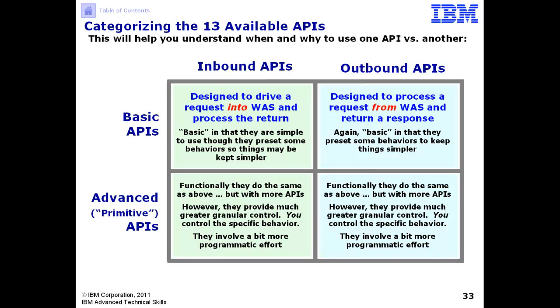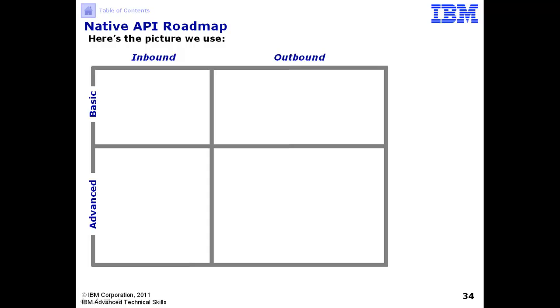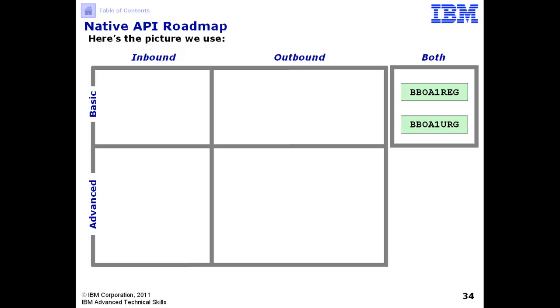With the concept of the inbound-outbound and basic-advanced quadrant in our minds, let's map the 13 APIs to the quadrant. Again, we start with a quadrant. To that, we add another box we'll call both. This is for the register and unregister APIs, which really fall outside the concept of inbound and outbound. Those two APIs are BBO-A1-Reg and BBO-A1-Unreg. We'll take a look at the syntax for BBO-A1-Reg in just a moment.